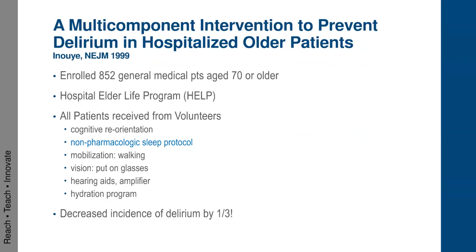Other important features of the interventions to prevent delirium were mobility, helping patients to get out of bed, sit in chairs, and walk, giving them glasses and hearing aids, or giving them hearing amplifiers if they needed them, and a hydration program in which they helped patients make sure that they had water and liquids close by so that they could drink, and assist them with eating and drinking. This intervention decreased the incidence of delirium by 1/3 in this population. And I think it has taught us a lot about the importance of non-pharmacologic interventions and the quality of our care in prevention of delirium.